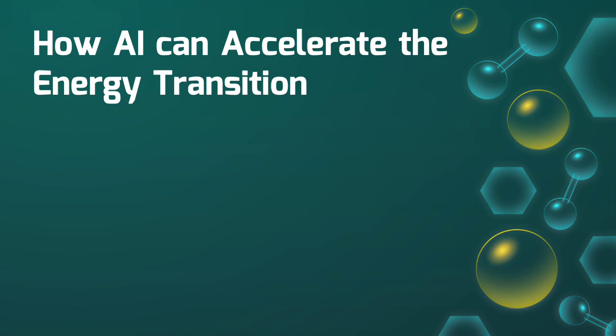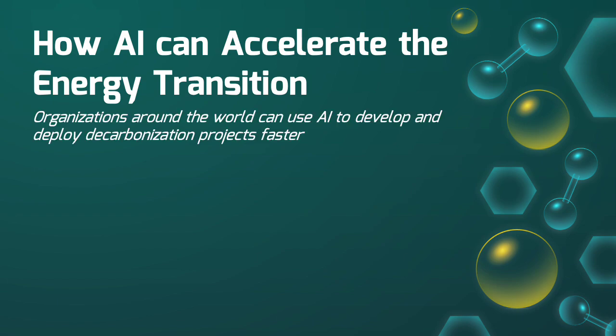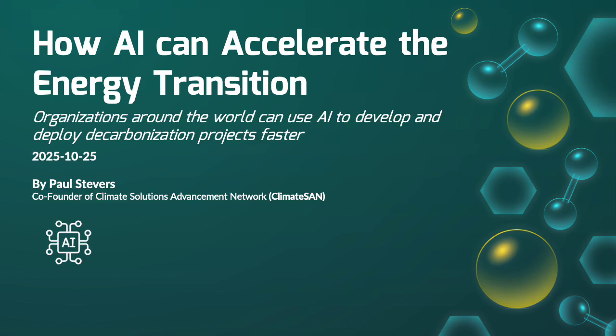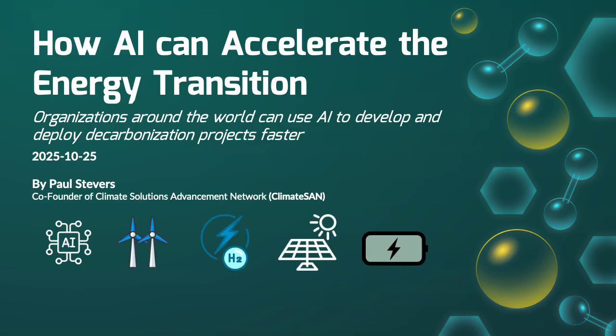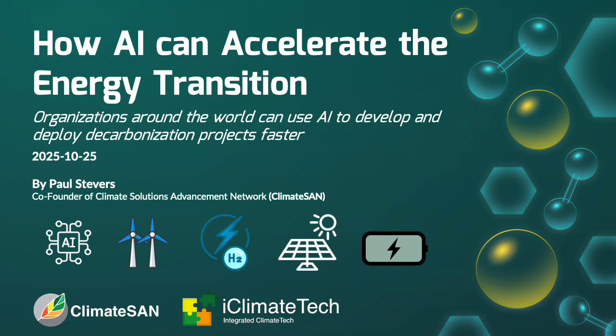This presentation will briefly outline a way to accelerate the global energy transition by encouraging many organizations around the world to use AI to develop and deploy decarbonization projects faster. In addition, I will highlight the huge potential of hydrogen extracted from the Earth, which I will refer to as geologic hydrogen.